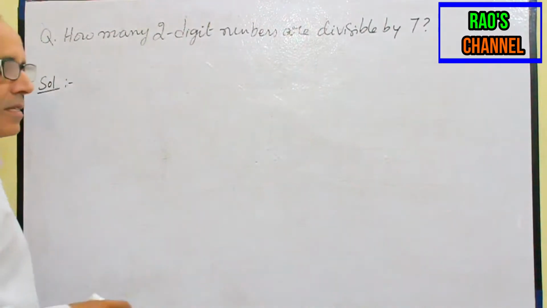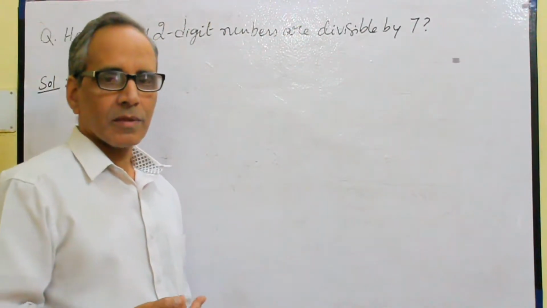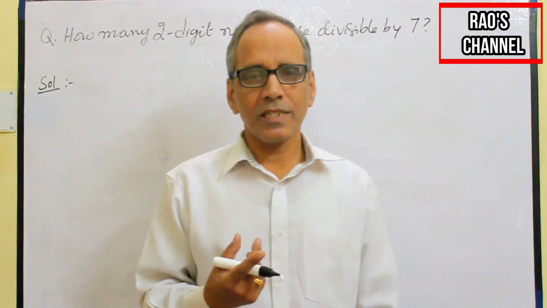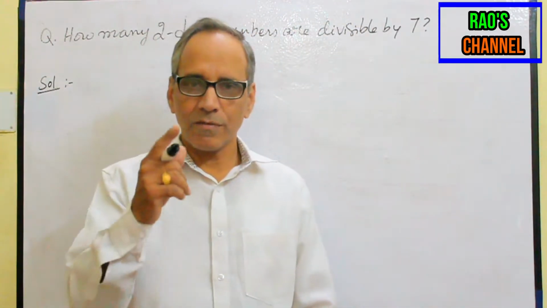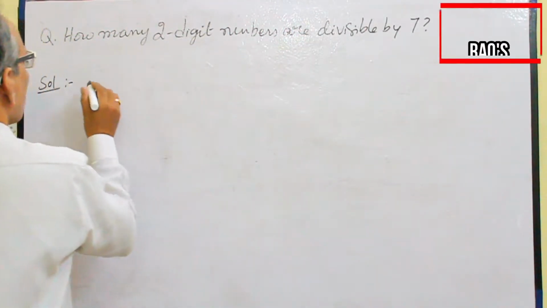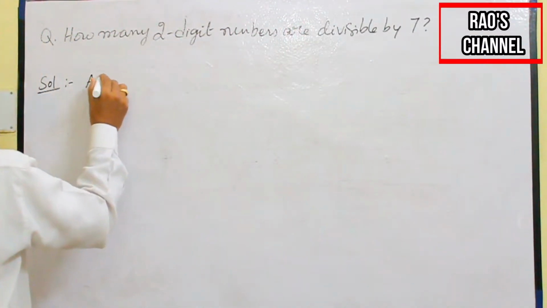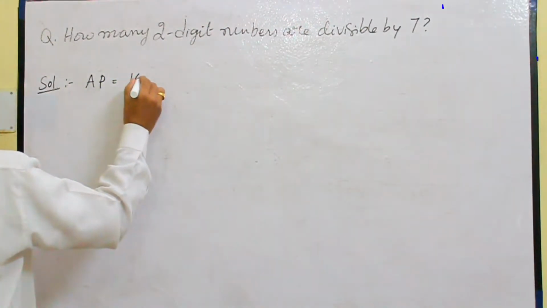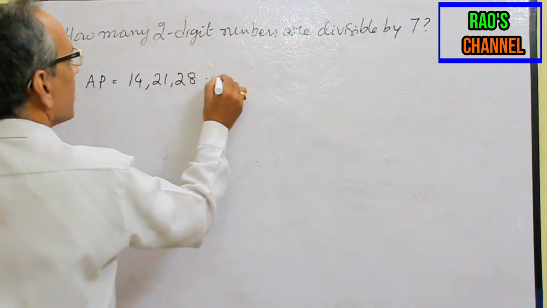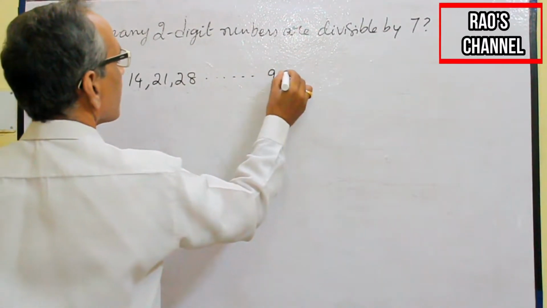Of course the series is the multiples of 7. Since the multiples of 7 start with 7, and 7 is a single digit number, I start the series from 14, which is a 2-digit number as per the question. So my AP is 14, 21, 28 till 98.